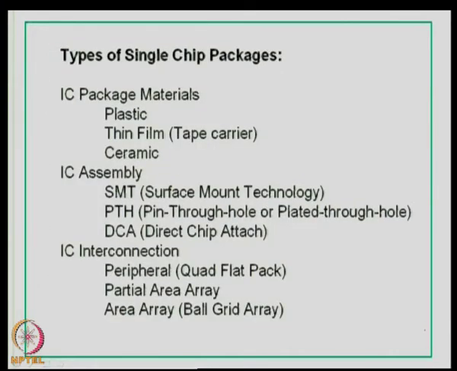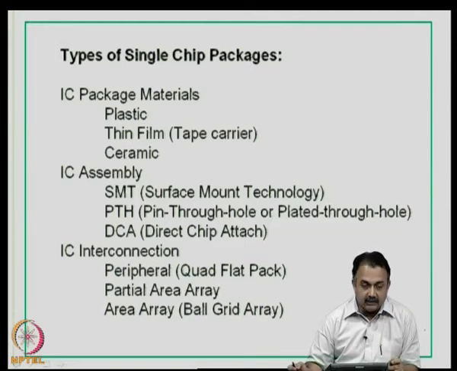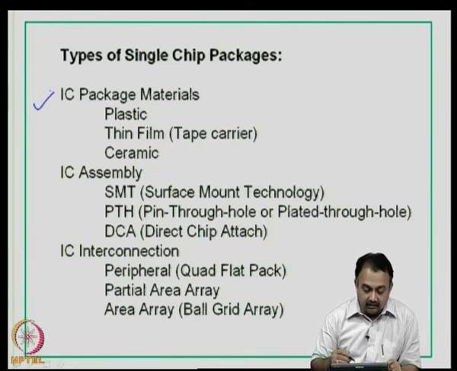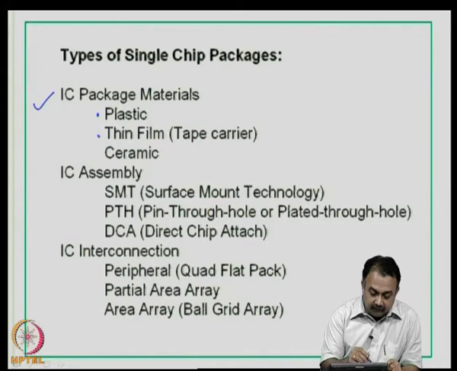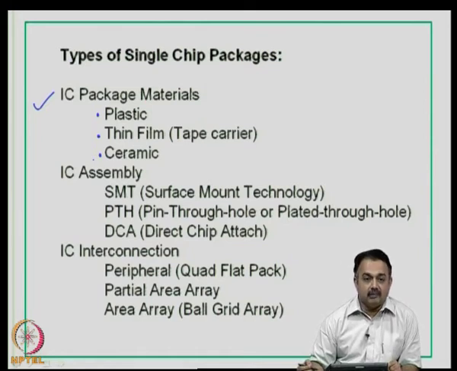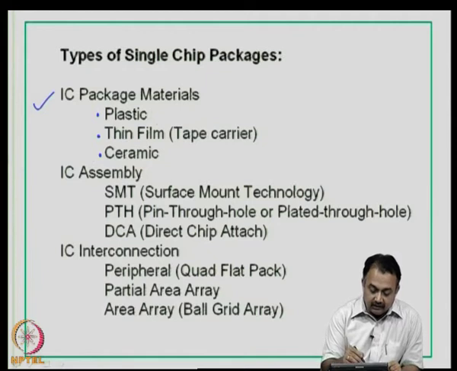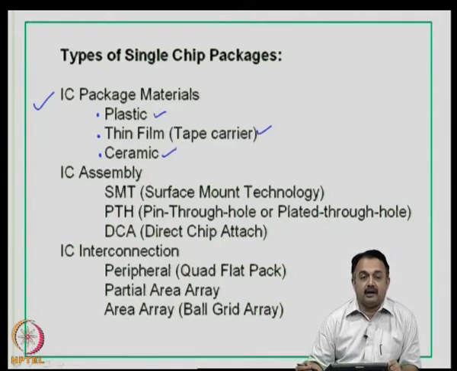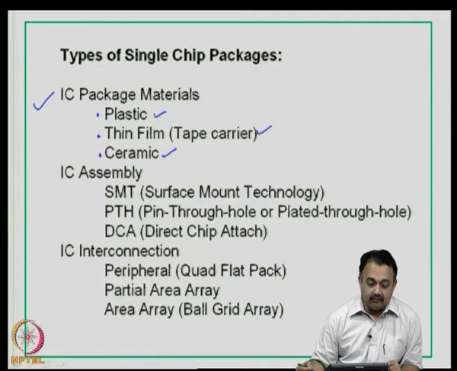What are the types of single chip packages that are available? They can be classified based on package materials. First thing, it can be a plastic package. The second thing, it can be a thin film or a tape carrier, and thirdly, it can be a ceramic material that can be used to package the device, which means in the first case you are going to use a plastic substrate. In this case, you are going to have the IOs in a thin film mode or a tape, example polyimide, and thirdly, it can be a ceramic substrate that can be used for packaging your device.